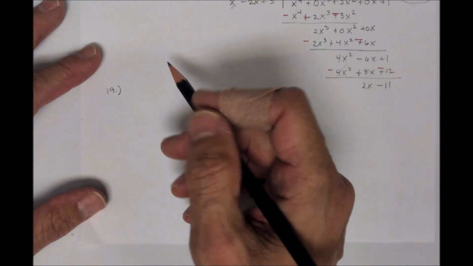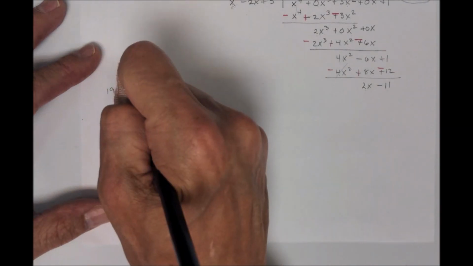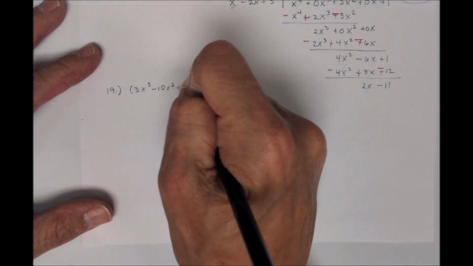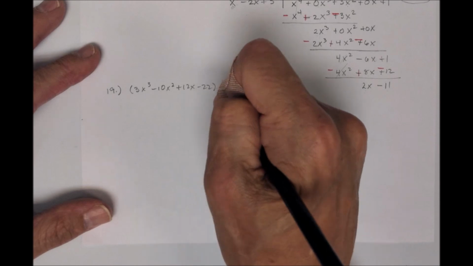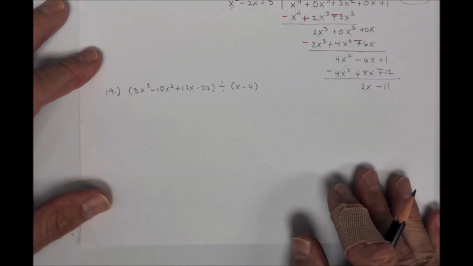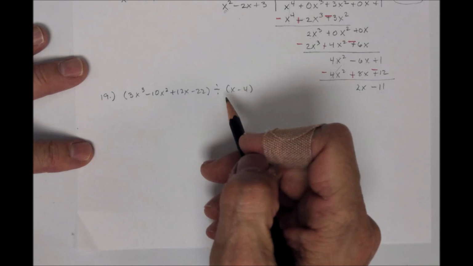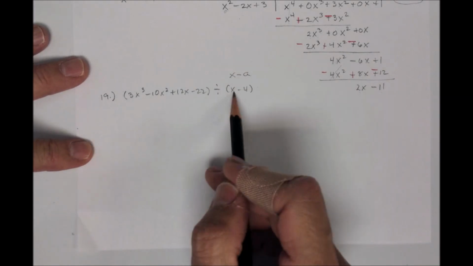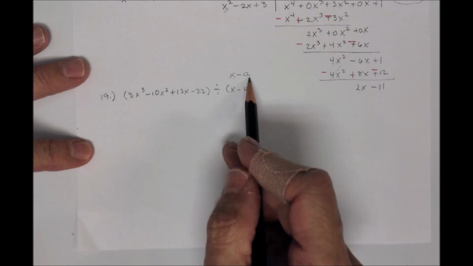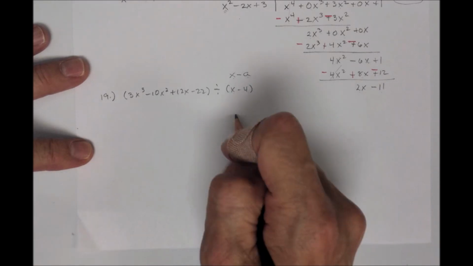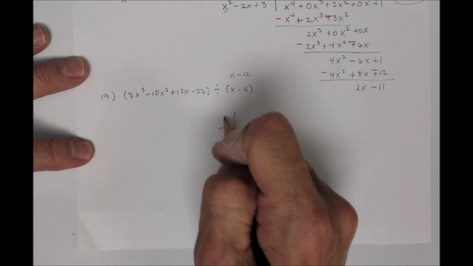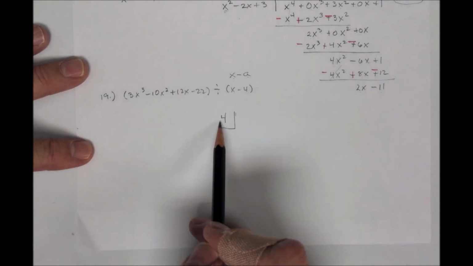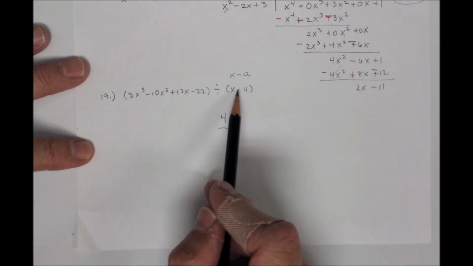So in problem number 19, you're dividing 3x to the third minus 10x to the second plus 12x minus 22 by x minus 4. Okay, now, your divisor has to be in the form x minus the number. So the number, see x minus 4, x minus the number, is 4. So what you're going to do is put a little pocket here, and put the 4 in there for the divisor. Now you say, no, it's minus 4, it should be a negative 4. No, it's always kind of the opposite of what it looks like there.